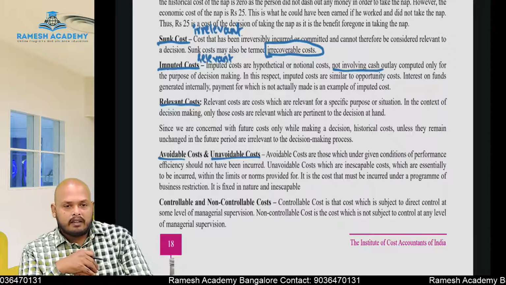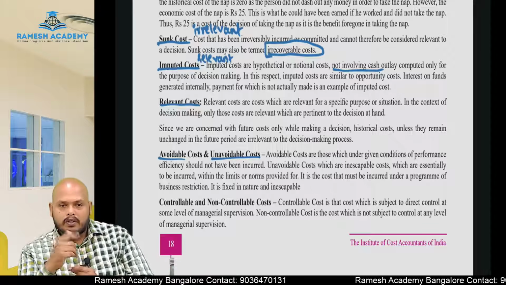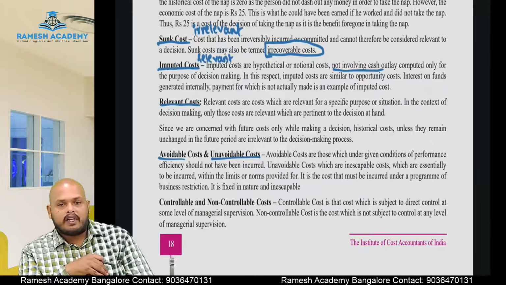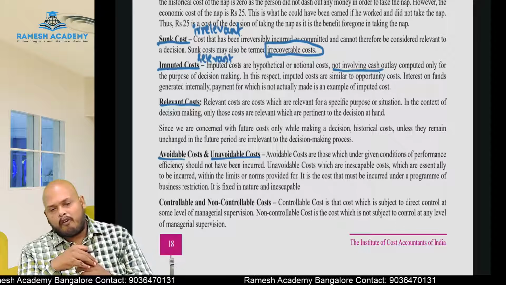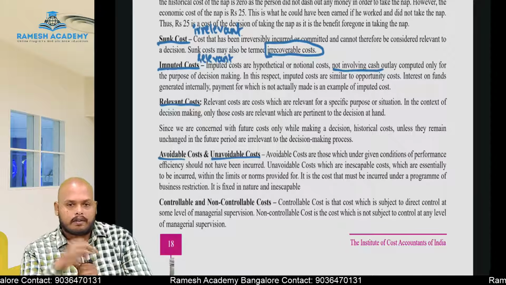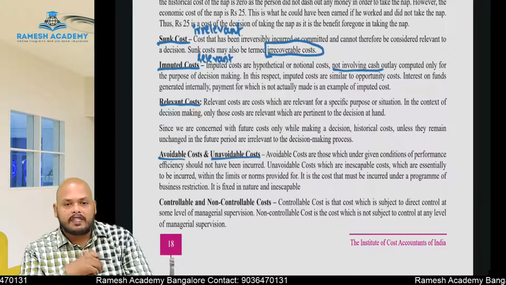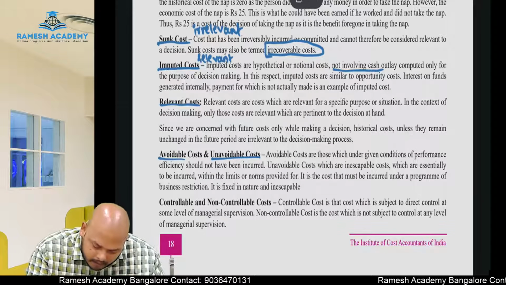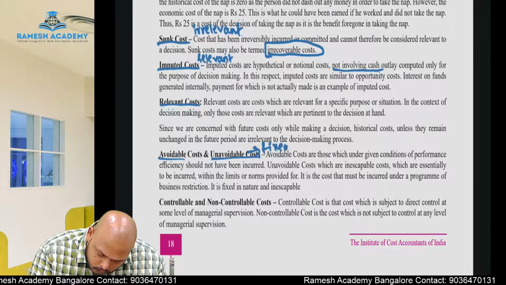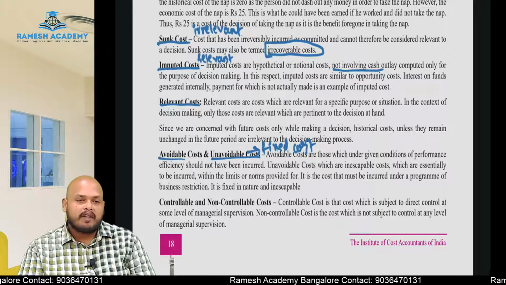Here, for 10 students, there are two lights and one ceiling fan. But only one student is there, but still we have to use them. That kind of cost, we'll call an unavoidable cost. Whatever precautions you take, you still cannot avoid that cost. Another name for unavoidable cost is fixed cost.